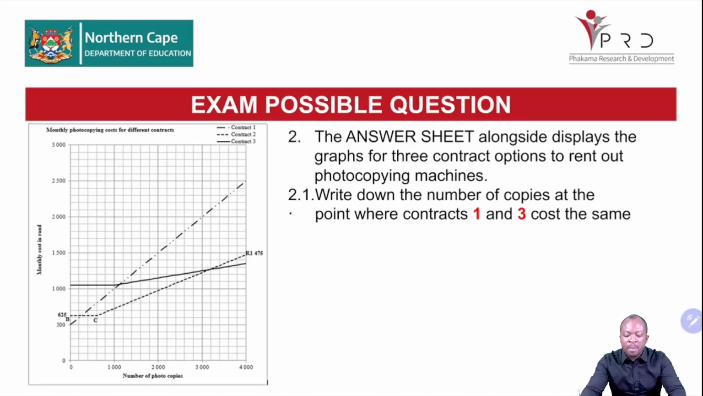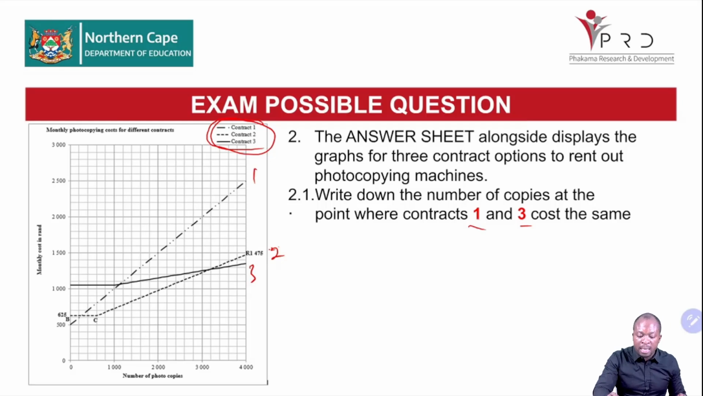Okay, let's look at a possible exam question here. The answer sheet alongside displays the graphs for 3 contract options to rent out photocopying machines. Write down the number of copies at the point where contract 1 and 3 cost the same. So there is a key here which tells us which line is for contract 1. The dotted one in the middle is contract 2, and the thick line is contract 3. So this is contract 1. They're saying that for contract 1 and 3, meaning this one and that one, where would they get the values to be the same?